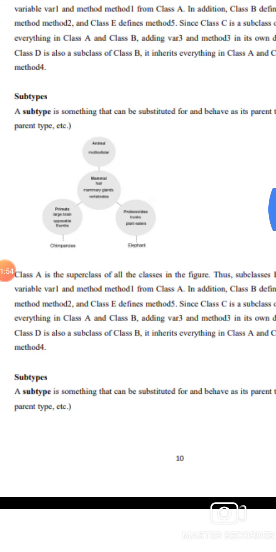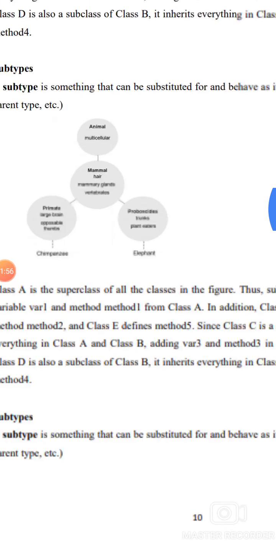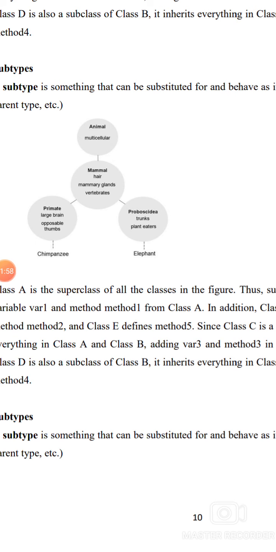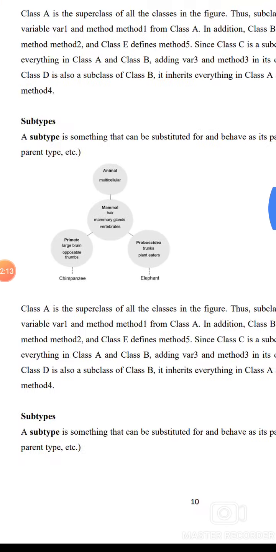Example animal: multicellular, mammal, air, mammary glands, vibrates, primate, large brain, opposable thumbs, chimpanzee, proboscidea, trunks, plant eaters, elephant. The class A is a superclass of all classes.